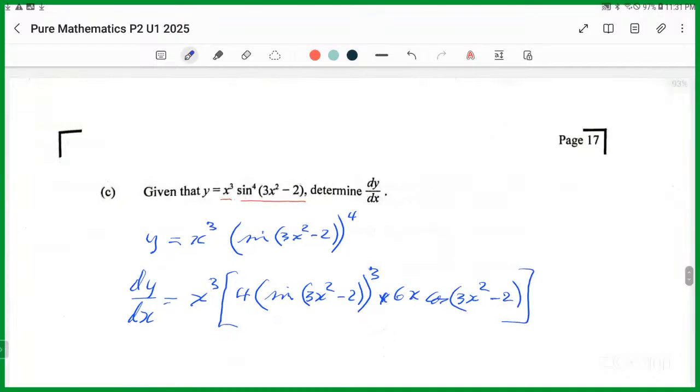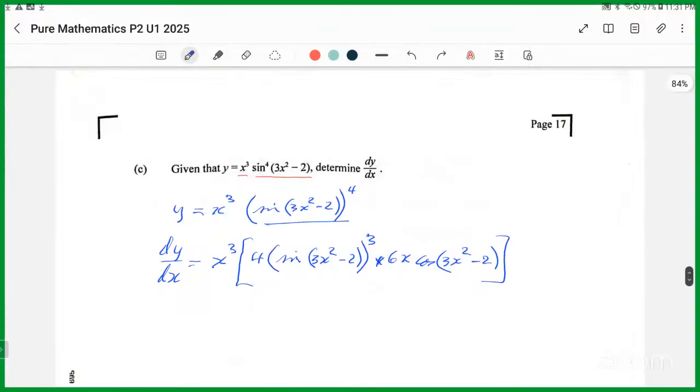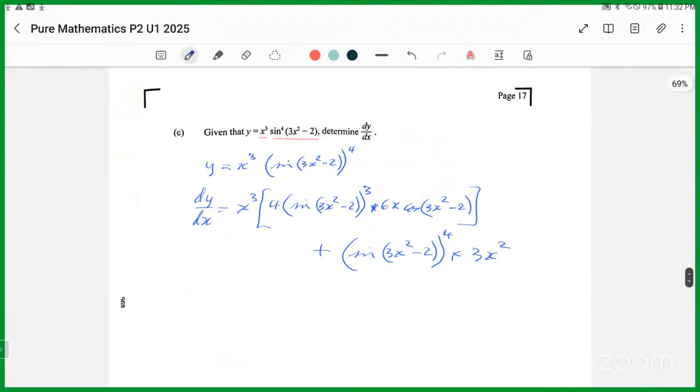All I've done so far is differentiate the first function. So the differential of this is inside here. Plus, I am now going to keep the second function, which is this. Differentiate the first function. I'm going to keep the sine of 3x squared minus 2, raised to the power 4. Multiply that by the differential of x cubed, which is 3x squared. That's it, now we're done.